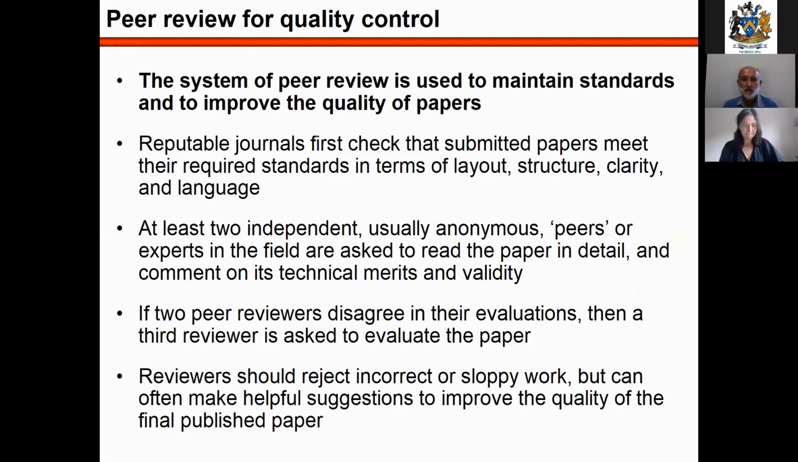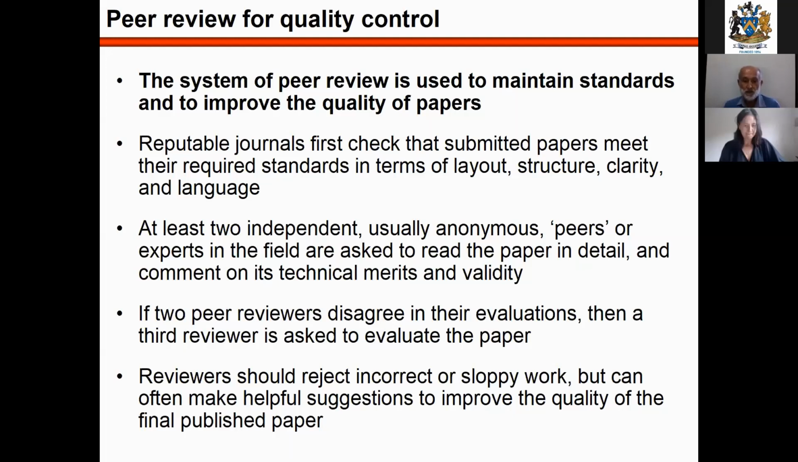Now, the system of peer review is used to maintain standards and also to improve the quality of papers that eventually get published. So what this process entails is that reputable journals would first check that papers that are submitted to them meet their required standards in terms of layout, structure, clarity, and language. Then at least 2 independent and usually anonymous peers or experts in the field are asked to read the paper in detail and comment on its technical merits and validity.